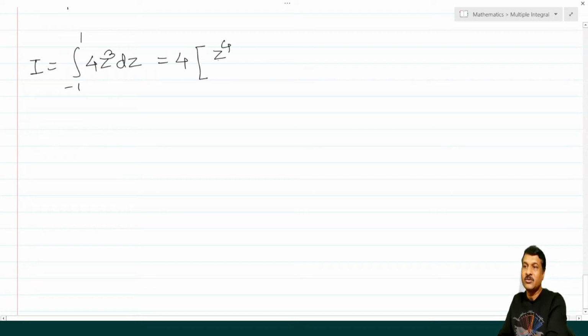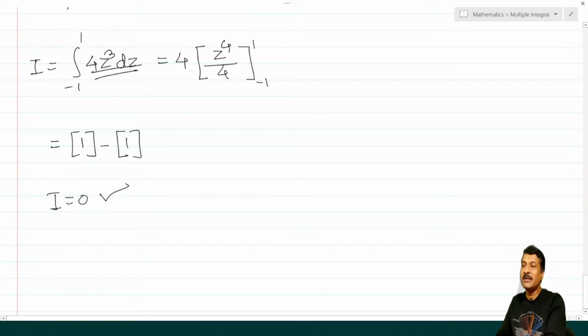It is z raised to 4 by 4 with respect to z from minus 1 to 1. So this 4 gets cancelled. I am getting upper limit 1 minus lower limit, minus 1 raised to 4, it is plus 1, and I get I equal to 0. But by using the property also, this is an odd function, so integration from minus a to a is 0. Okay, this is your required answer.